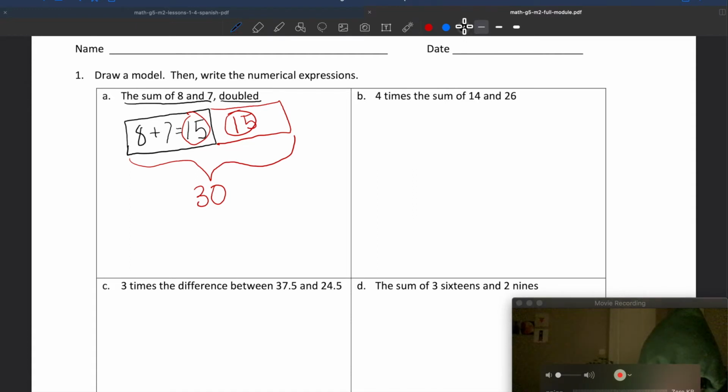Okay. I'm going to take the sum of 14 and 26 and do it 4 times.